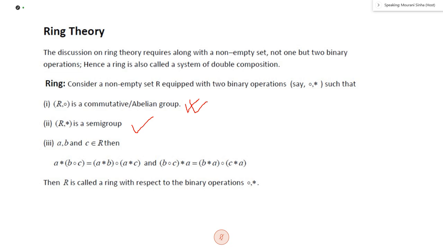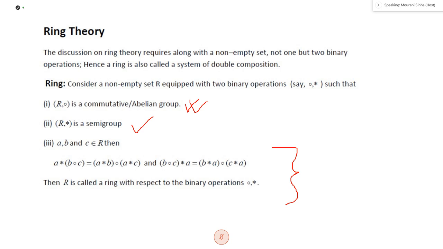So for a ring, you have till the first operation abelian group and you have semi group for the second operation, then you have the distributive laws. So next we will not proceed with monoid actually, but we will proceed with distributive law. That's the definition of a ring.